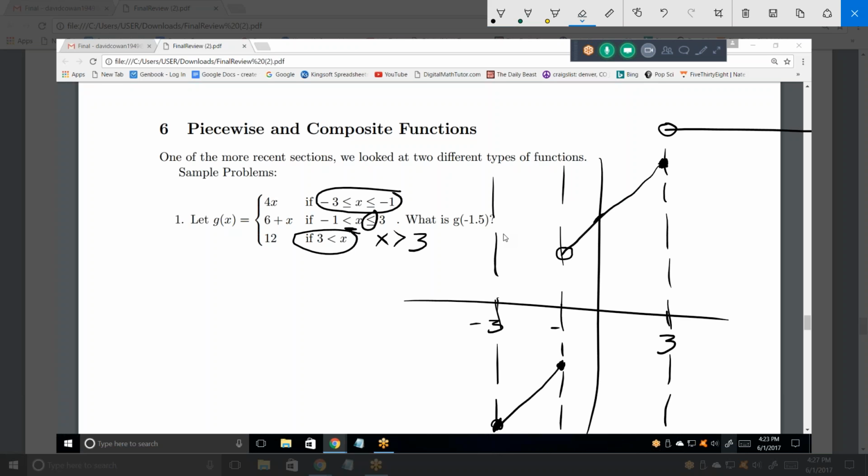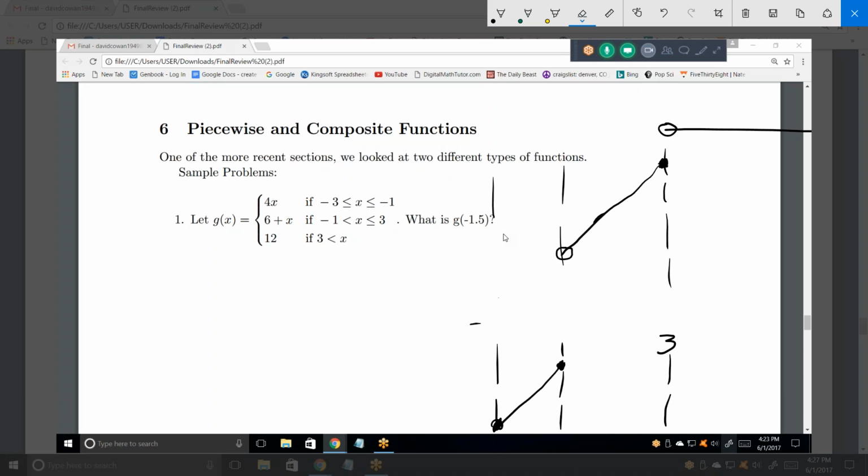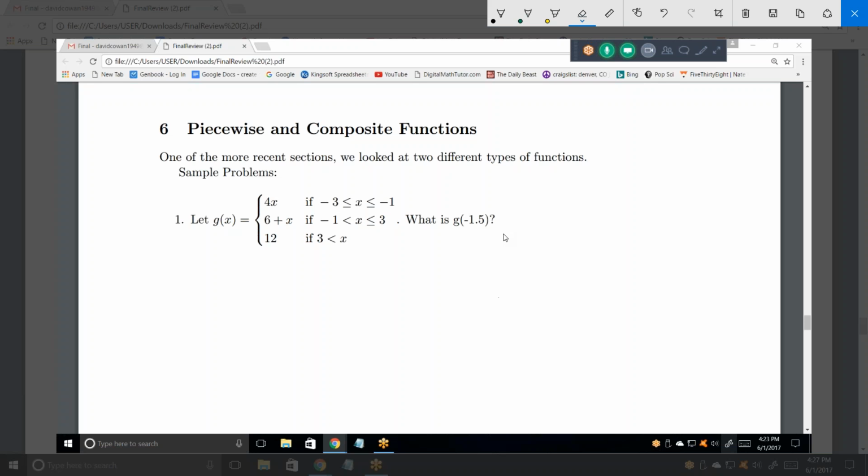Now, to answer the question that they ask, I'm going to erase it because we really don't need it anymore. Which function are we dealing with, the top, middle, or bottom, when we're looking at g of minus 1.5? 4x. Okay, plug in minus 1.5, and what is 4x equal to? -10.